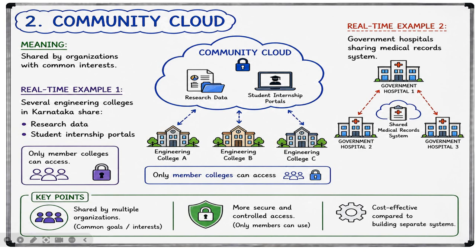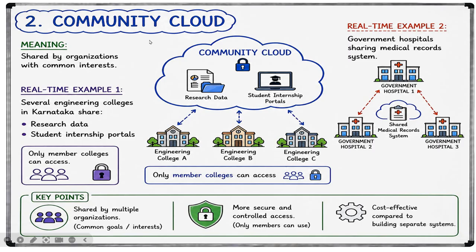Now one more example you can consider here is the government hospitals, which share the medical record systems, where these government hospitals will share a common cloud system, and they use it to manage and access healthcare data collectively, and this will improve the coordination between the hospitals. So patient records can be stored and accessed across the hospitals, and doctors can retrieve data quickly for better treatment, and access is restricted to authorized medical staff only.